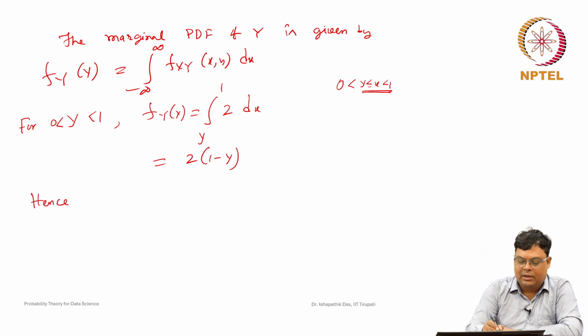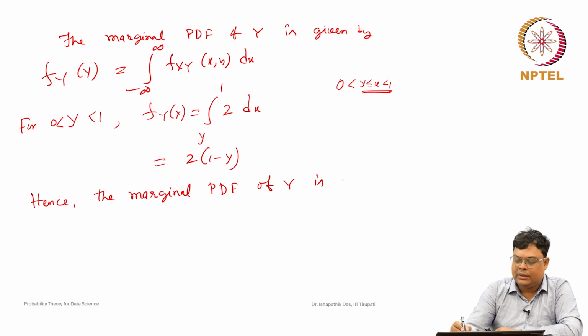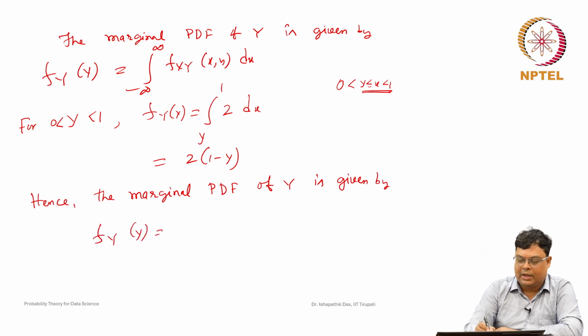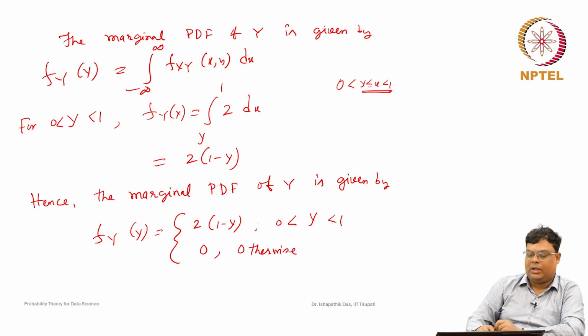Hence, the marginal probability density function of y is given by f(y) equal to 2 times (1 minus y) whenever y is between 0 and 1, and this is equal to 0 for any value outside the region 0 to 1. So this is the marginal probability density function.